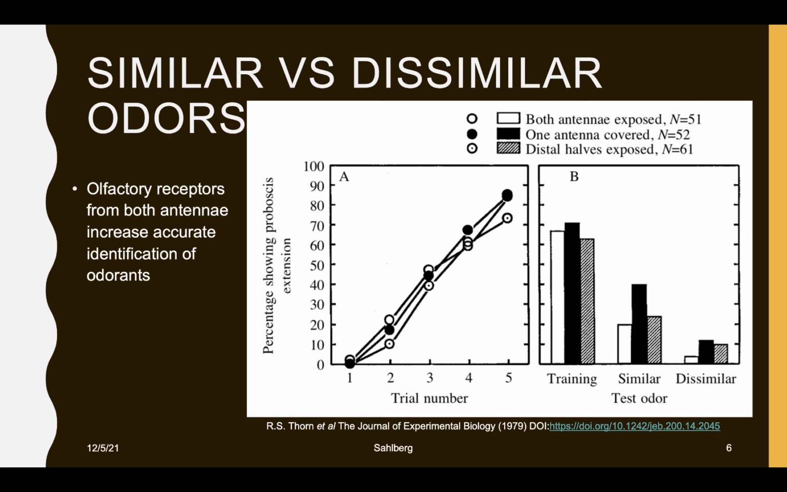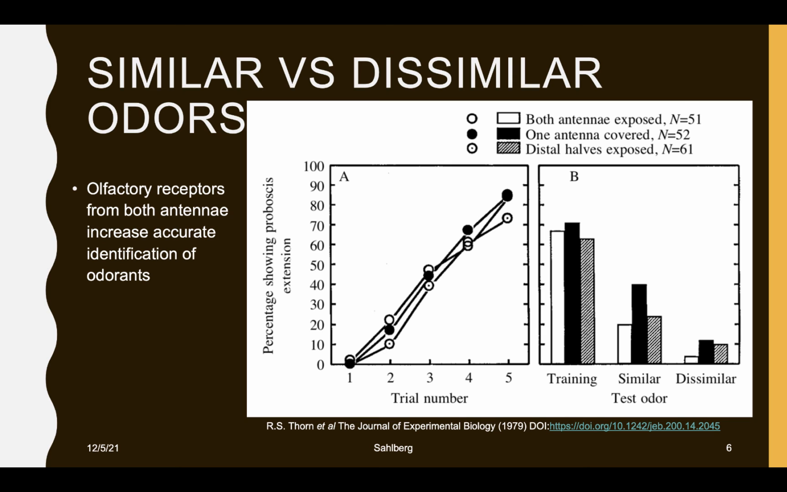In contrast, when exposed to the dissimilar odorant, the bees exhibited the lowest percentage of proboscis extension, with the both antenna exposed group being slightly lower than the others. When exposed to the similar odorant, an intermediate percentage of bees showed proboscis extension, with the both antenna group and the distal halves exposed groups being lower than the one antenna covered group.